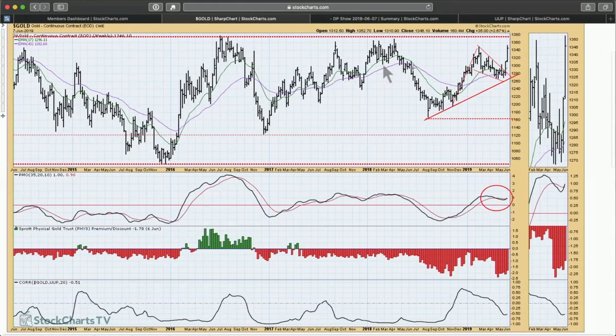You see now the long-term resistance line just ahead, but the weekly PMO is turned up, and I'm liking this move and looking forward to higher prices.